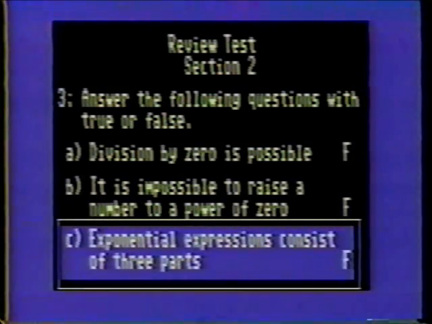3C. Exponential expressions consist of 3 parts. The answer is false. Exponential expressions consist of 2 parts, the base and the exponent.